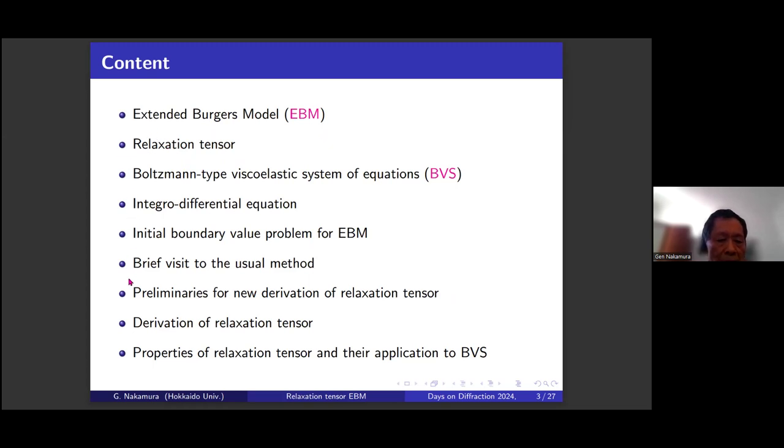Although there are many items I wrote in this content, summarizing all of these items, the major aim of this talk is to give you a new method to derive the relaxation tensor for the EBM. And also, after deriving the relaxation tensor, the EBM can be converted to the Boltzmann-type viscoelastic system. And I want to show for this BVS that the solution of the initial boundary value problem will decay exponentially in time.